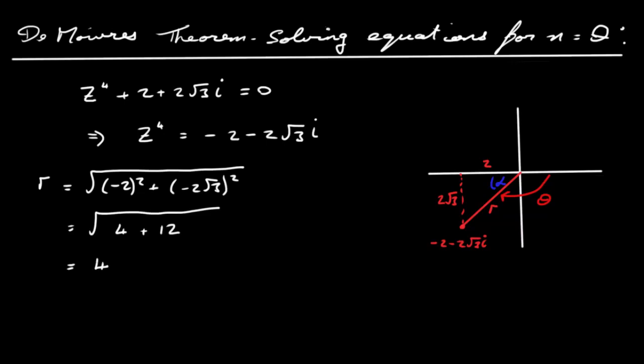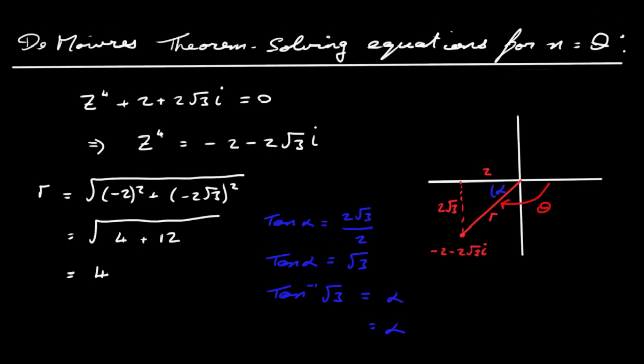Now I've got to work out alpha here first, and then I'm going to work out theta. So the way I'm going to work out alpha here is just do tan of alpha is equal to the opposite, which is 2 root 3, over the adjacent, which is 2. So that's just root 3. So the tan of alpha is equal to root 3. So we've got to do tan inverse root 3 to find alpha. So the tan inverse of root 3 is 60 degrees, or pi over 3. So it's going to be pi over 3 here.